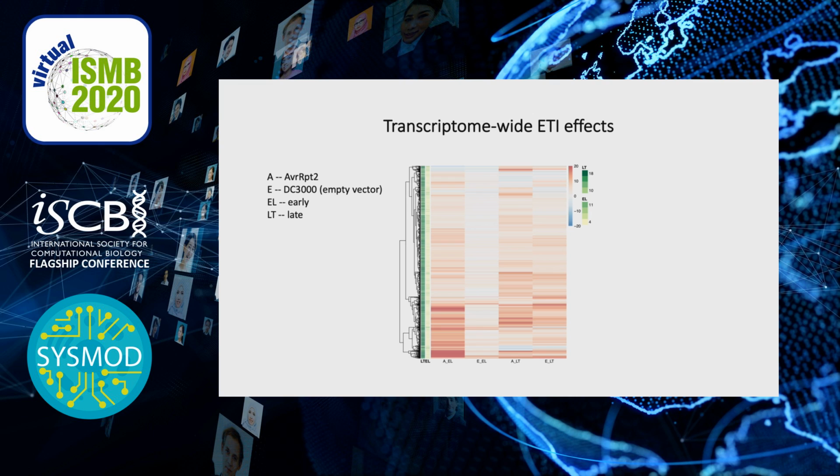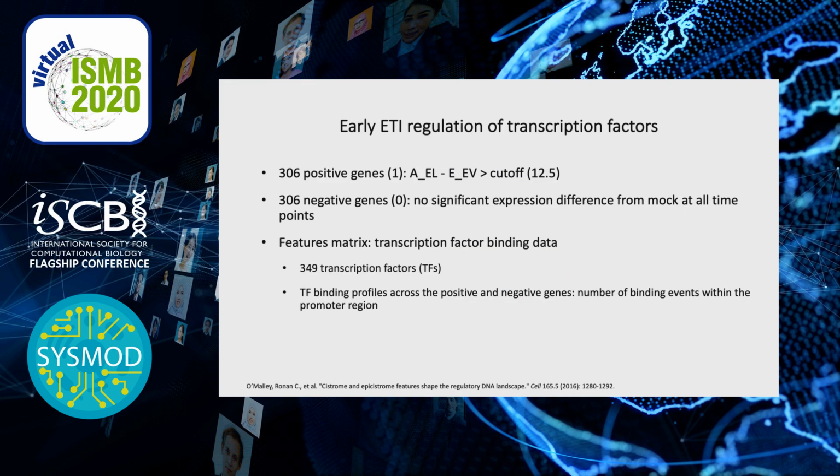We can use the heat map to show the transcriptome-wide ETI effect. More than 93% of the genes have a larger early peak in the AVR-RPT2 condition as compared to the DC3000 condition. We tried explaining the early ETI regulation with transcription factor binding data. We selected more than 300 genes with significant early ETI effect as positive genes, and selected the same number of genes with no significant expression difference from mock at all time points as negative genes.